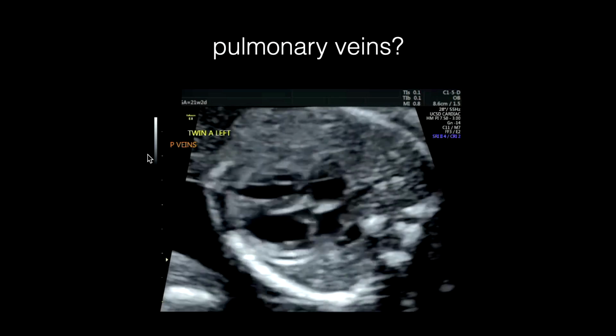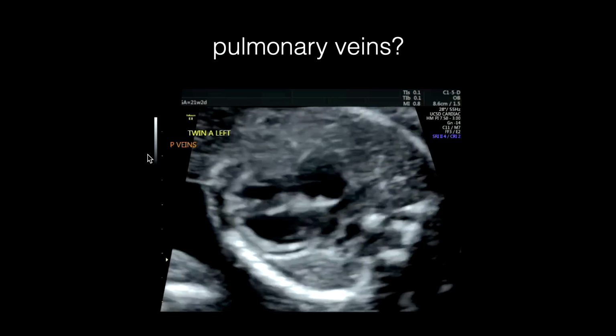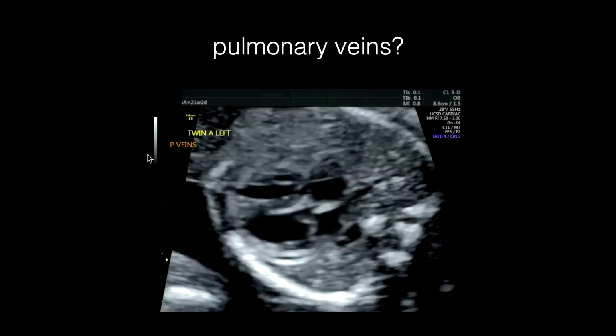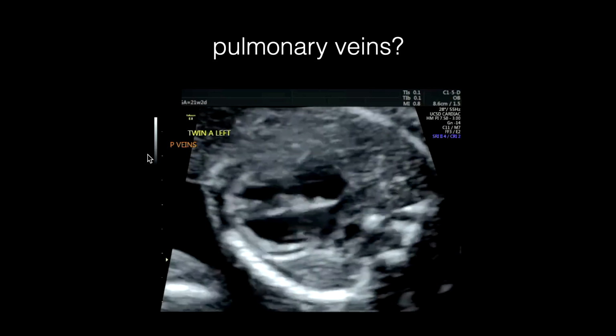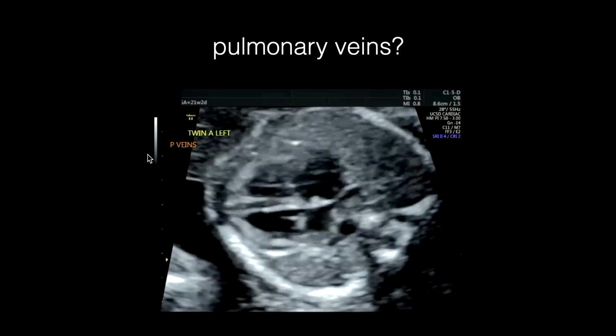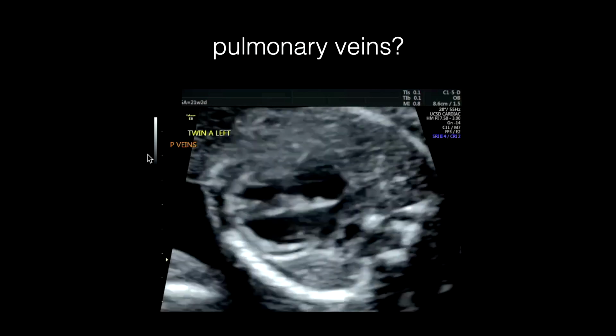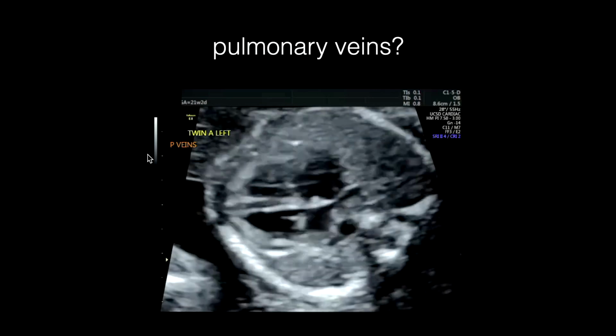So how about the pulmonary veins here? Is this a case of supracardiac TAPVR? So in this case, looked very carefully at the pulmonary veins, looked very carefully at the rest of the cardiac anatomy, and couldn't find a reason for why this SVC was so dilated.